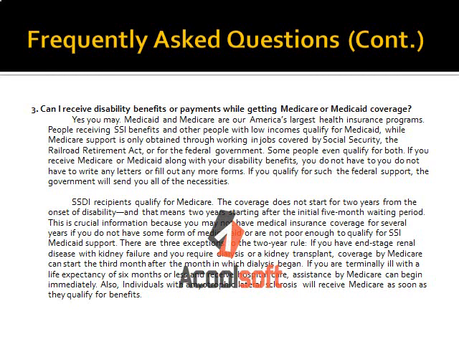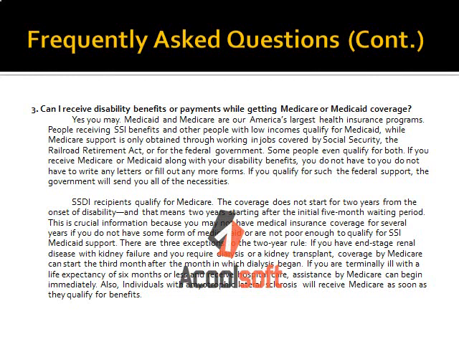SSDI recipients qualify for Medicare. The coverage does not start for 2 years from the onset of disability, and that means 2 years starting after the initial 5-month waiting period. This is crucial information because you may not have medical insurance coverage for several years if you do not have some form of medical aid or are not poor enough to qualify for SSI Medicaid support.